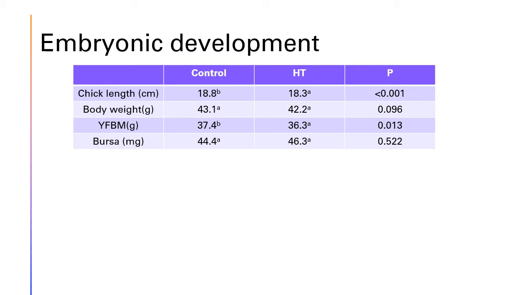This study showed that the high incubation temperature influenced embryonic development, especially in chick length and yolk-free body mass. These findings are consistent with the previous research. Body weight is not a significant indicator looking at this result, but yolk-free body mass is clearly an important indicator for showing different metabolic efficiency during incubation. There is no significant difference in bursa weight here.